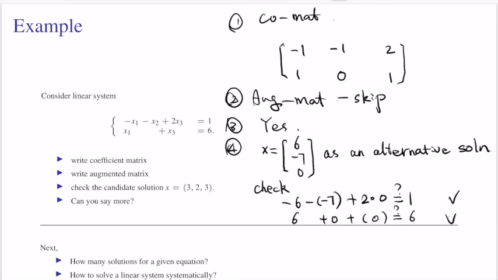And can we solve this kind of linear system even with a different coefficient matrix? Can we do it systematically? So this goes to the next lecture.